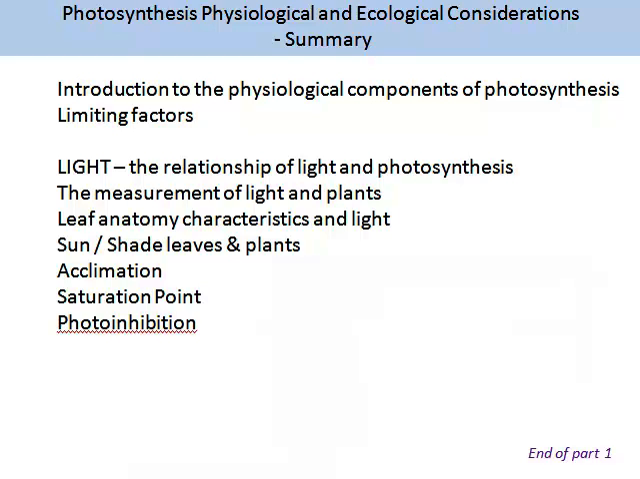It is important that you understand how light is perceived by plants and how this influences its measurement. Understand some of the characteristics of a leaf's anatomy and how they enable efficient absorption of light. Be aware that there are different types of leaves and photosynthetic responses depending on whether they evolved in a sun environment or in a shade environment. Be aware of acclimation and saturation points, and also the role that light has in photoinhibition.